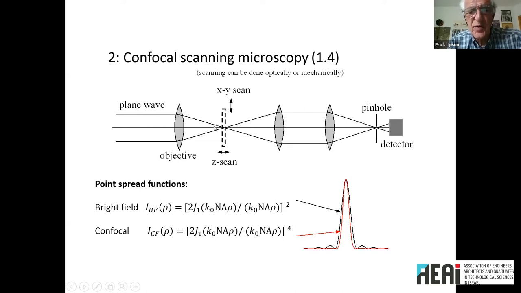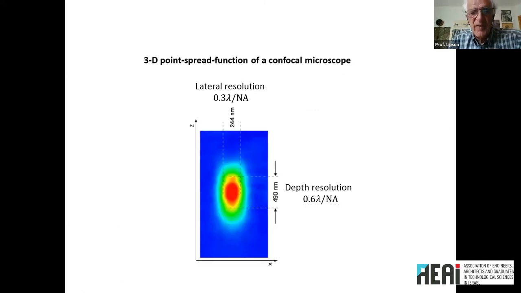If the light has gone through in another plane, out here or out here, then it's essentially blocked, because the light from a point in this area is spread out in the pinhole region, therefore very little goes through. So this is very useful as a three-dimensional imaging system. And that's in fact where confocal imaging is very widely used for three-dimensional objects, where you can get a good image of the interior plane.